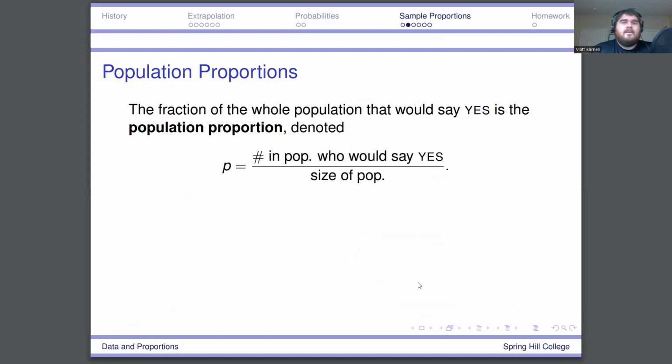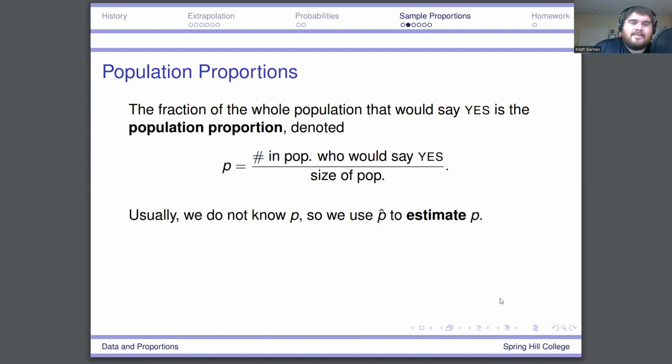So we have our actual proportion, whereas if we asked every single person in the population we're studying, we have the number who would say yes over the total size of the population. That's kind of like our end goal. That's what we're trying to estimate here when we take a sample. So we're going to call that P. It doesn't have a hat on, right? It's just P, and that is our population proportion for the number of yeses.